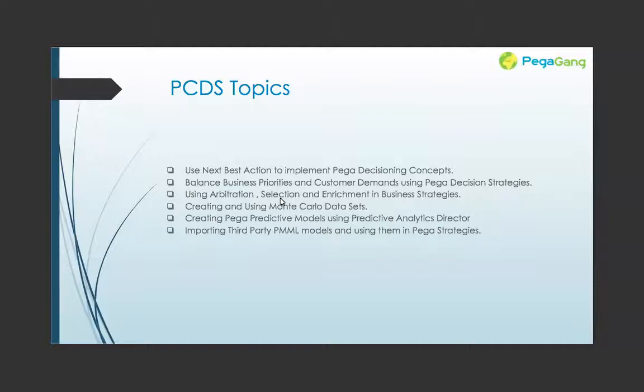Then we will also discuss the various ways we achieve this using arbitration, using selection, using enrichment. These are all categories of decision shapes available to us, which a data scientist will use while designing the business strategies, right?